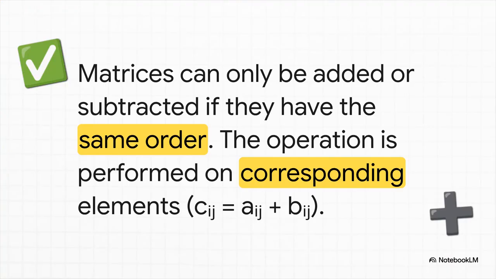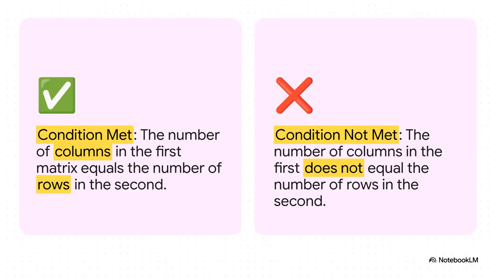All right, adding and subtracting matrices is, thankfully, pretty straightforward. There's really only one major rule you have to remember. The matrices have to be the exact same size, same number of rows, same number of columns. If they are, it's super easy. You just add or subtract the numbers that are in the same exact spot in each grid. That's it. Multiplication, though, that's a whole different ballgame. It has a much stricter rule.